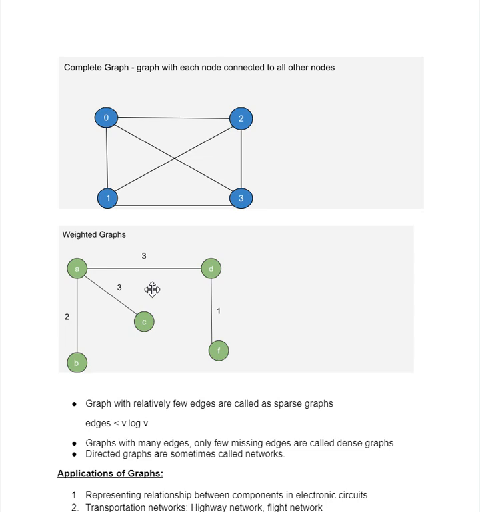Then let's look at weighted graphs. What happens in a weighted graph is you can go from one node to another node. In this example, you can go from node A to node C with a weight of 3. So there is some cost associated with going from node A to node C, and that cost is 3. Similarly, you can go from node A to node D. Again, the associated cost is 3.